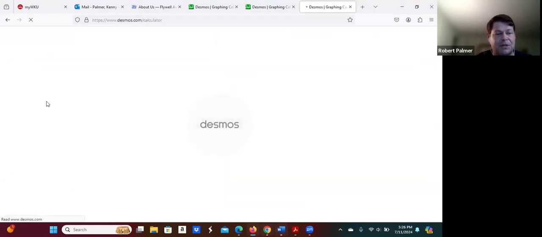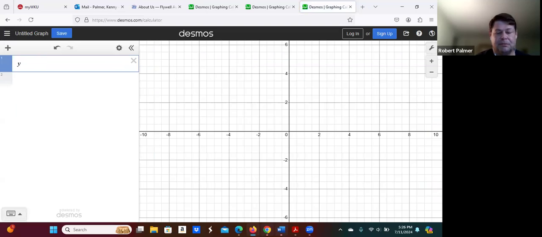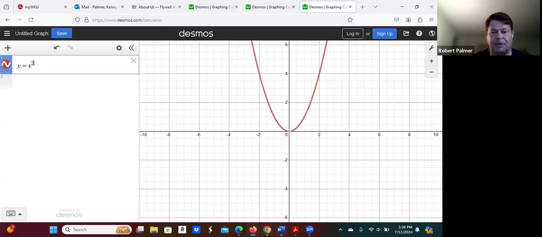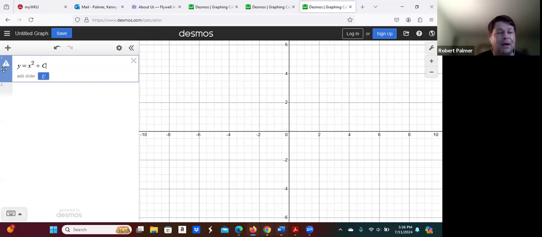Let's just graph y equals x squared. Of course, we know that's a parabola. Now, another nice thing you can do with Desmos is actually add plus c, and it says add slider for c.